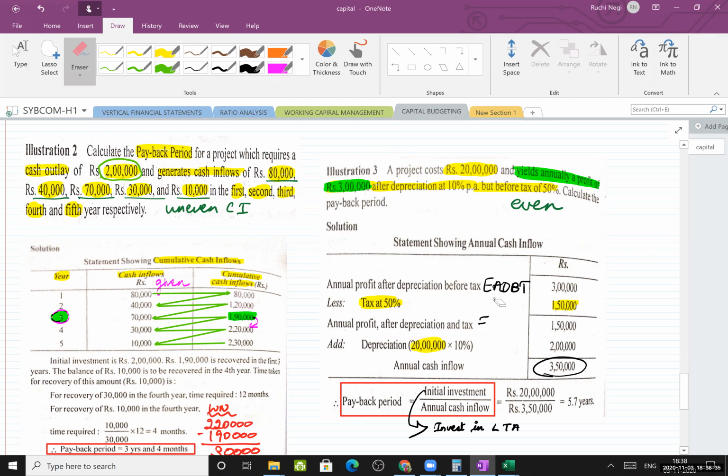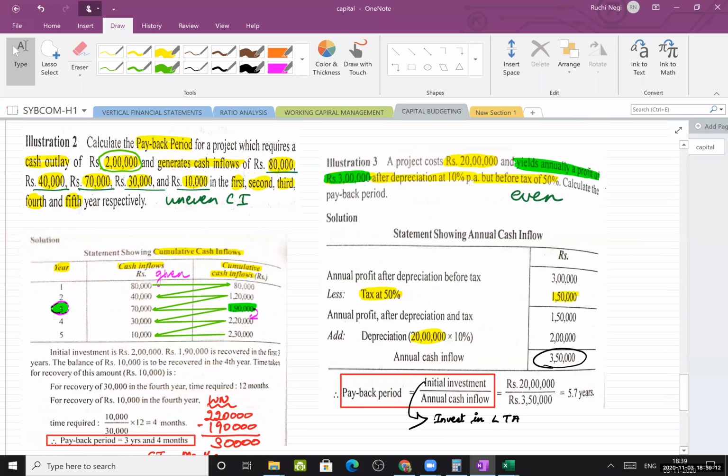So you saw the difference in both the methods? Not methods, in fact the method is the same, it is payback only. The only difference is when there is cumulative and when there is not cumulative, that is the even cash inflow and the uneven cash inflow. So ये थे दो traditional methods, one was ARR and then this payback. Obviously we'll be doing a few more sums on ARR and payback.